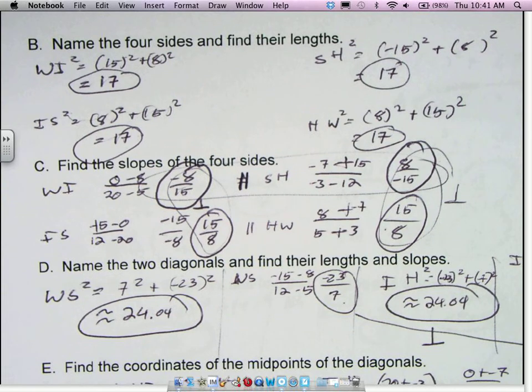So all you gotta write down is the 17s for B. These slopes, WI slope is negative 8 over 15. SH's slope is 8 over negative 15. So they are parallel to each other. IS has a slope of 15 over 8. And HW has a slope of 15 over 8. And we can see that SH and HW are perpendicular to each other. And WI and SI are perpendicular to each other. So we've got 4 right angles. That means, Joe, you're correct, it would have to be a square.